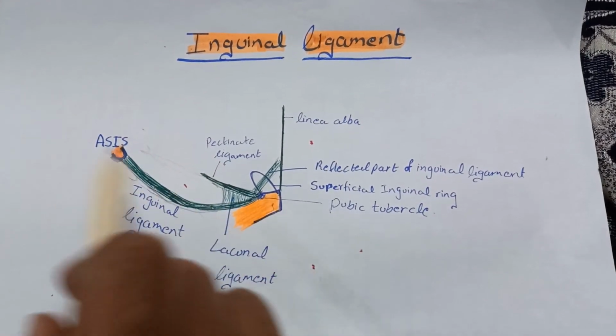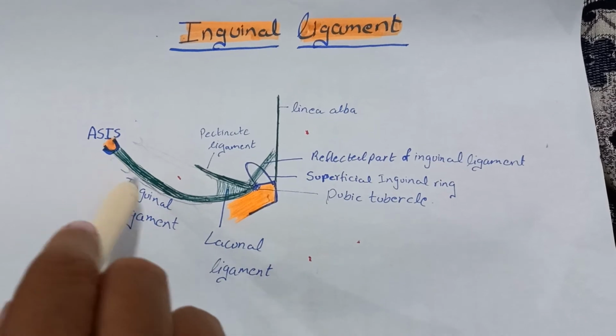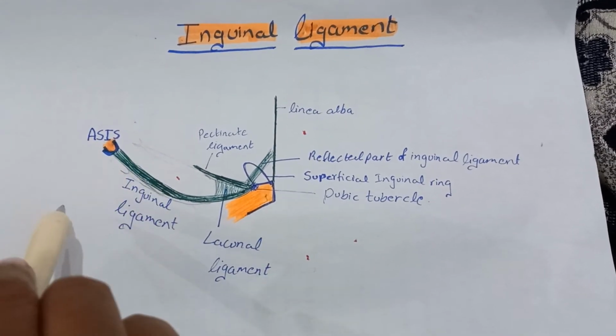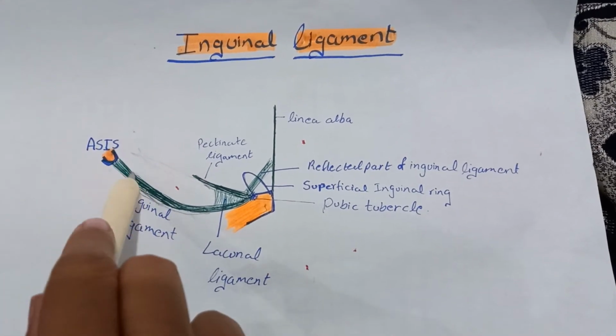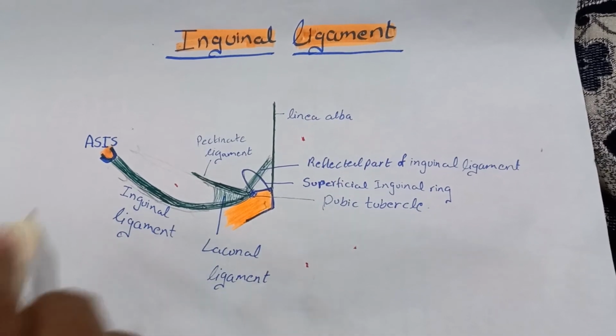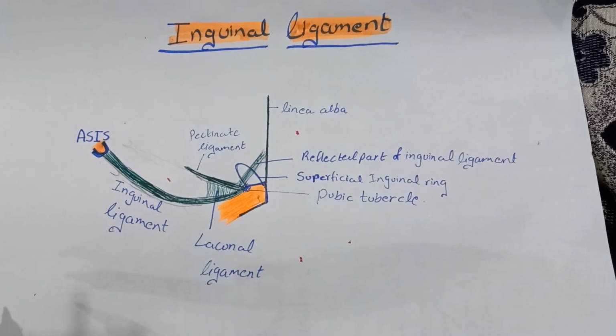Inguinal ligament gives attachment to various structures. It gives attachment to fascia lata. In its lateral two-thirds, it gives attachment to the internal oblique muscle. In its lateral one-third, it gives attachment to the transversus abdominis muscle. And in its middle part, it gives attachment to the cremaster muscle.